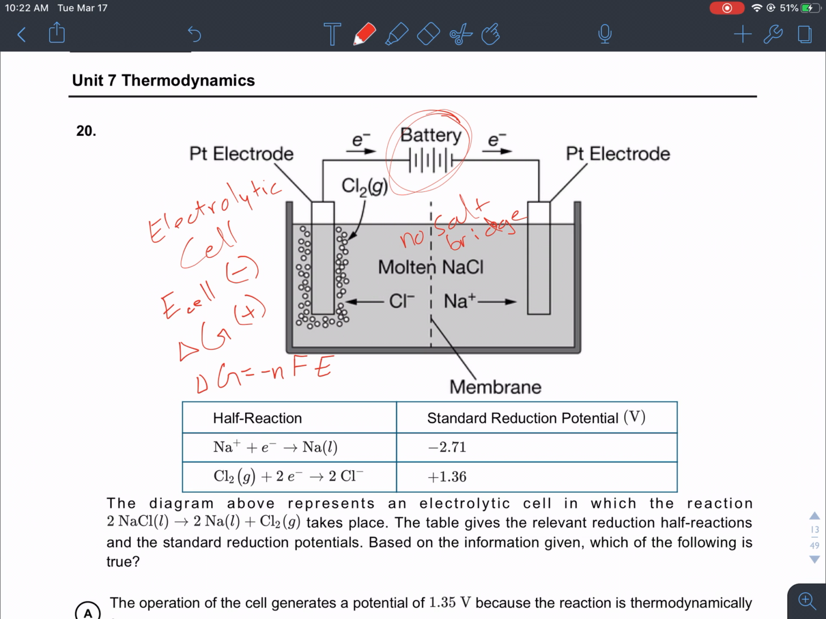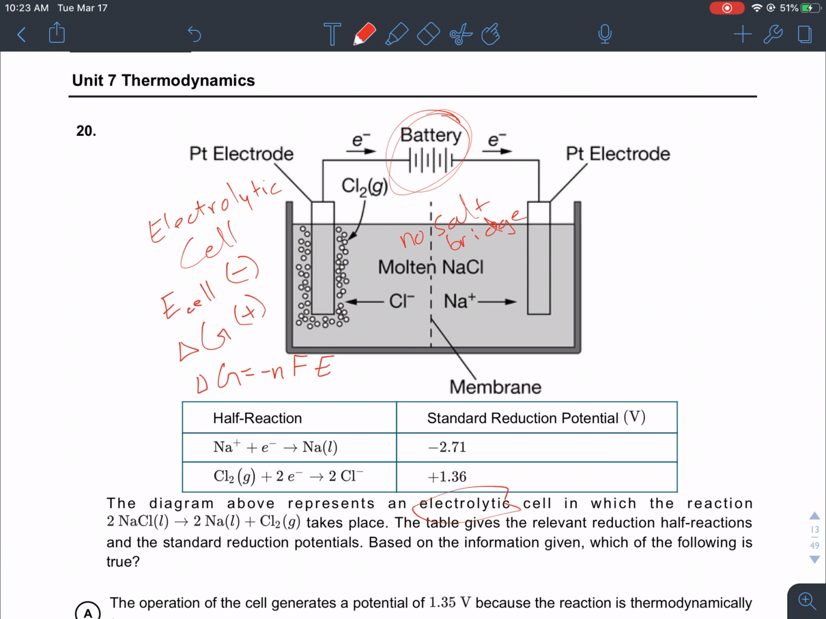All right, the diagram represents an electrolytic cell. See, I was right, even though I wasted all that time trying to explain it. But I'm trying to show you how you can just look at it and see what kind of cell this is, in which the reaction NaCl becomes 2 Na and Cl2 takes place. The table gives the relevant reduction half reactions and the standard potentials. Based on the information given, which of the following is true?